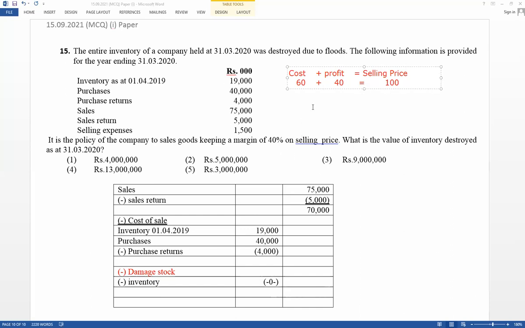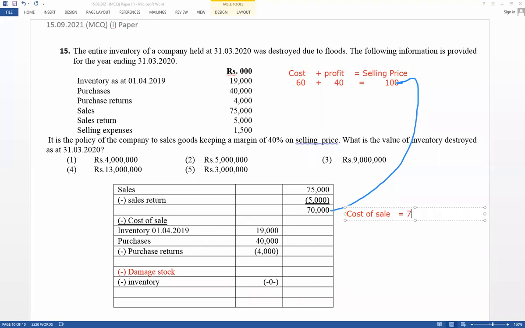Now think about selling price. As the selling price, you have to consider 70,000, not 75,000, after deducting sales return. This is what should be considered as sales. Cost of sales can be calculated. Try to calculate the cost of sales. We are going to calculate the damage stock through cost of sales.